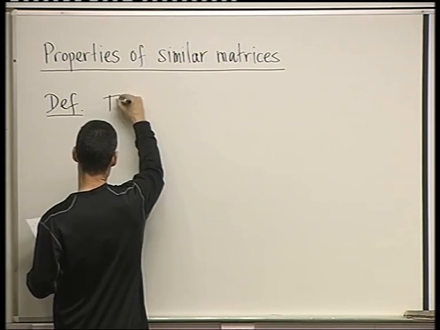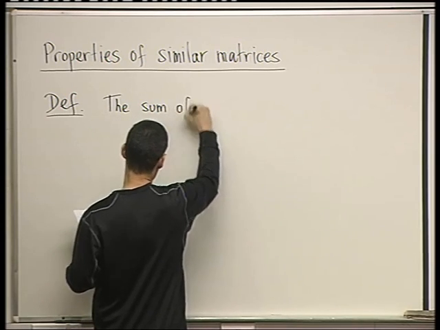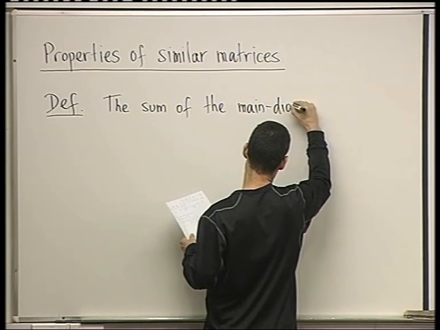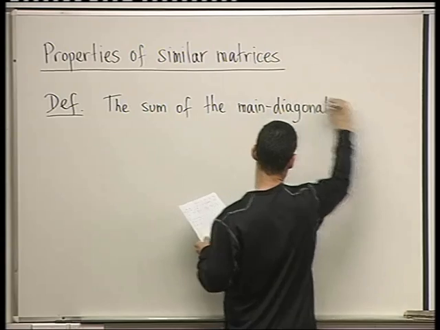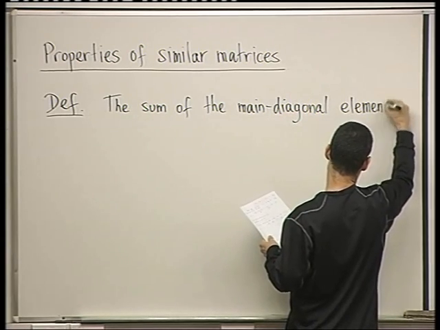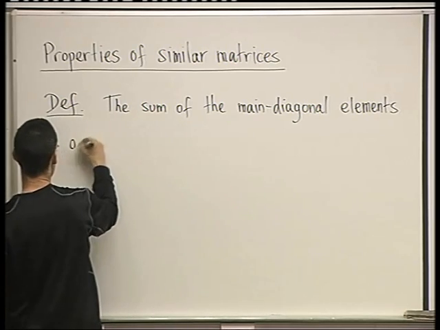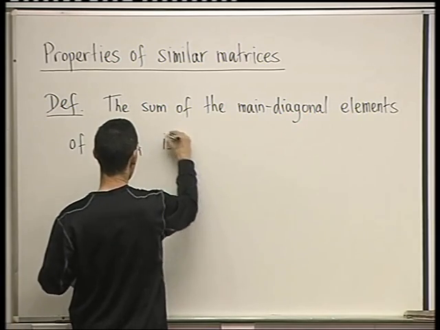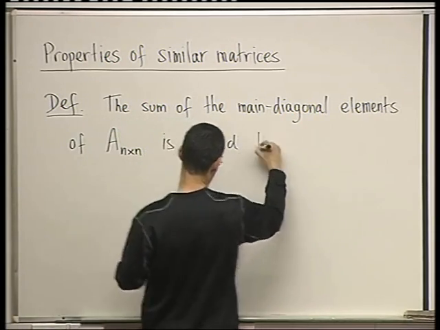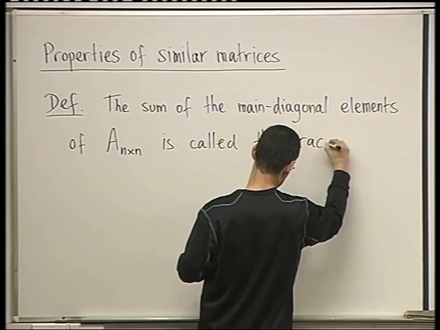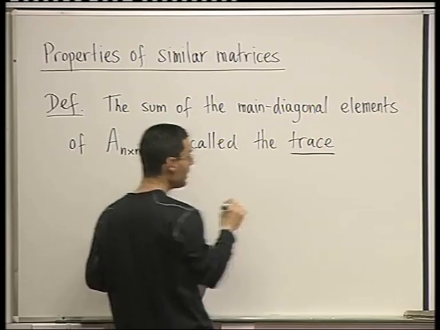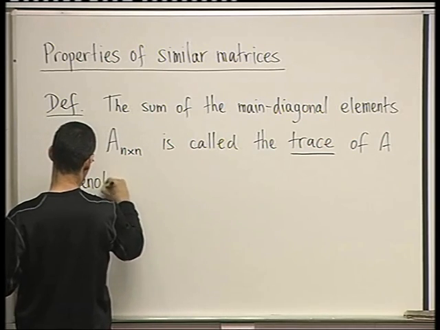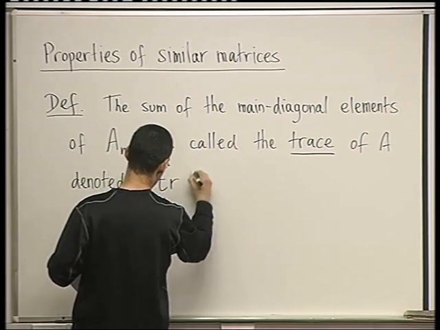The sum of the main diagonal elements of a square matrix, A, n by n, is called the trace of A, and denoted by tr of A.